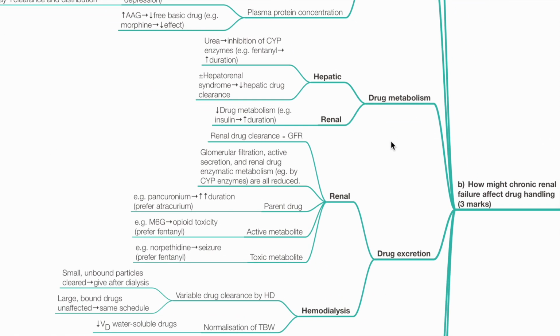Drug metabolism. Urea inhibits CYP enzymes, such as that in the liver. Hence, drugs such as fentanyl, which are cleared by CYP enzymes, have increased duration of action. If hepatorenal syndrome is present, this reduces hepatic drug clearance. Reduced renal drug metabolism leads to increased duration of action of drugs inactivated by kidneys, such as insulin.